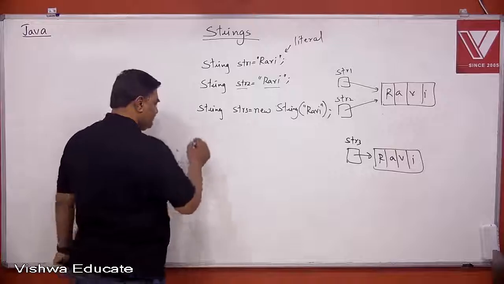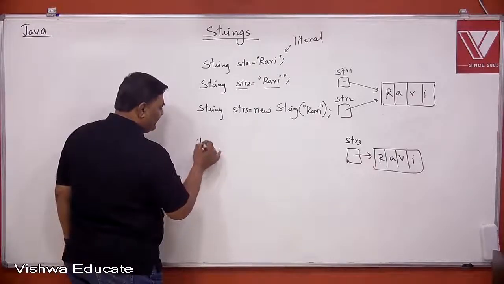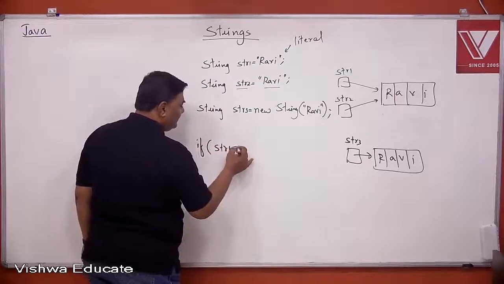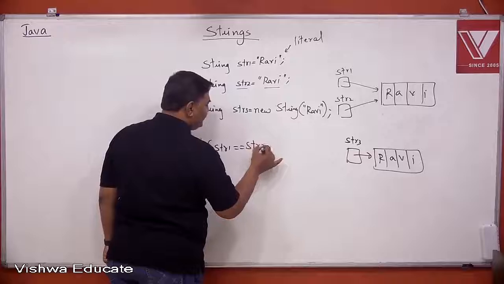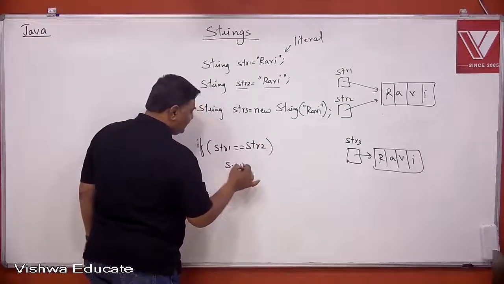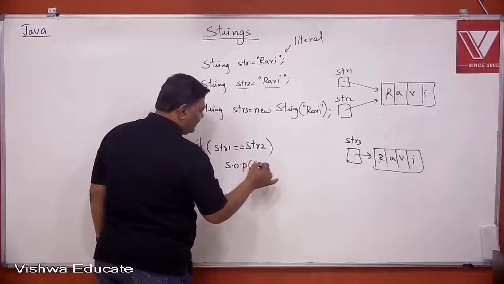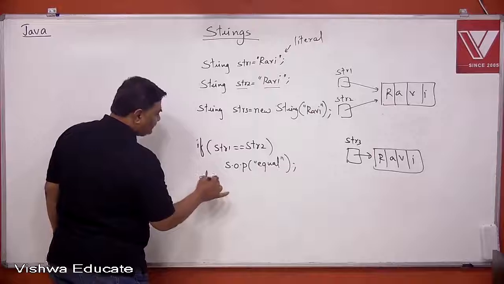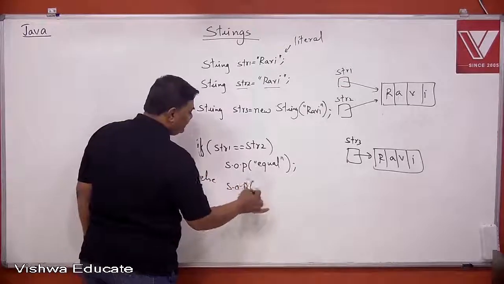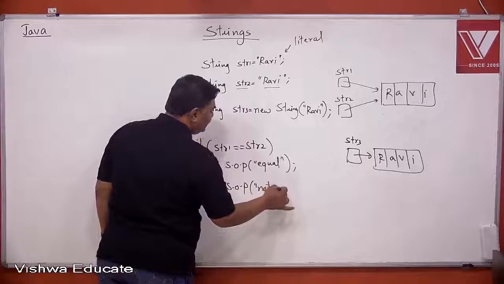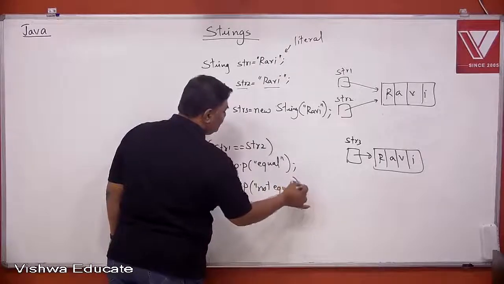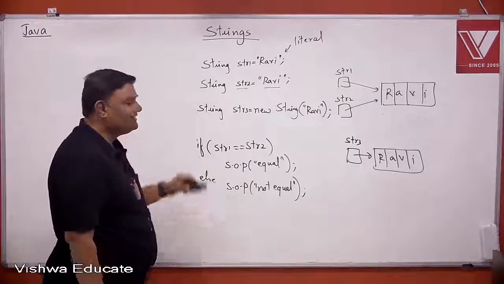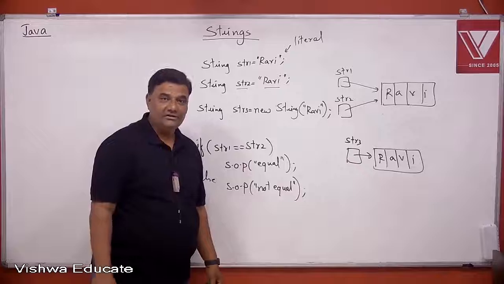Now, one thing I'll show you. If I write if str1 equal equal str2, System.out.println equal, else System.out.println not equal. Now tell me, I have two things here. What will be displayed? Equal or not equal?